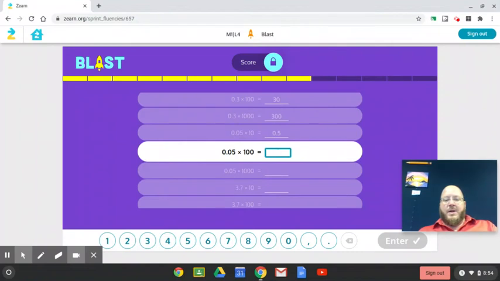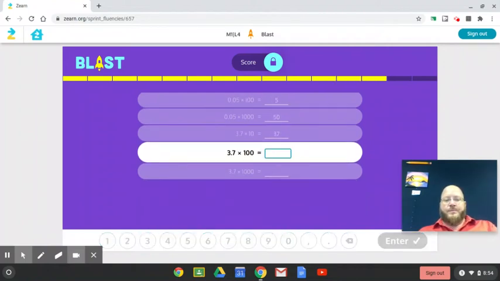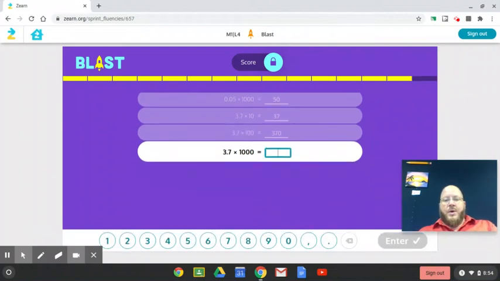This one's moving 2 places. So it's going to be 1, 2 places. It'll be after the 5. This one's moving 3 places. Well, it would be 1, 2 to after the 5. And then I need 1 more place, so I have to add a 0. 1 place, 2 places, 3 places. After the 7 is 1, 2, 3.